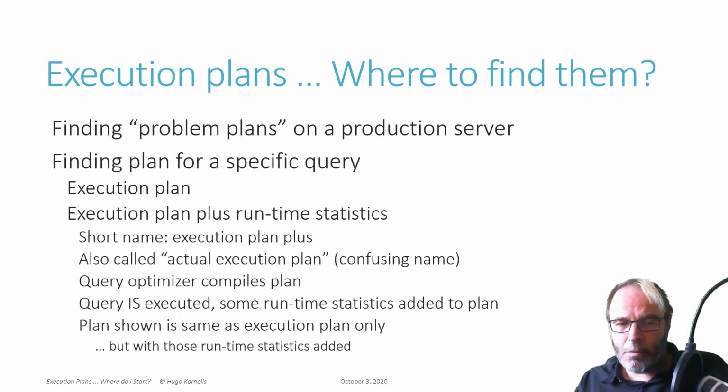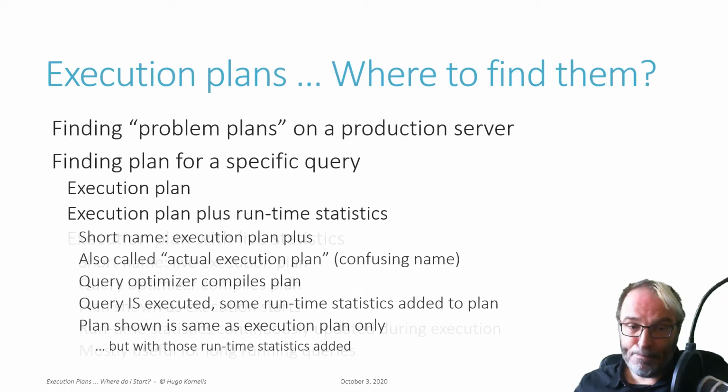Because if you run a query with execution plan plus enabled, it starts the same way as when you just request an execution plan. The optimizer is told to process a plan for the query. And then the query will execute using that plan, and during execution it adds some counters that are added into the plan. So you will get the same plan as the execution plan, only with the runtime statistics added.